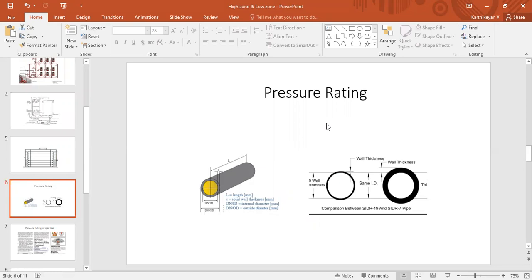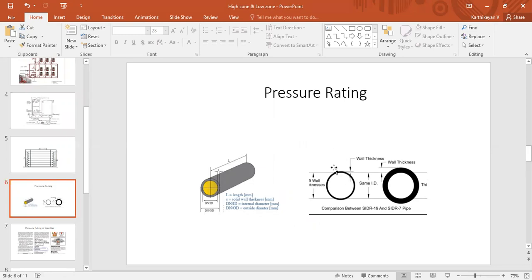So what is schedule actually? Schedule is actually the wall thickness. If it is a schedule 40 pipe, the wall thickness will be 40 mm. If it is a schedule 80 pipe, the wall thickness will be 80 mm. Okay, so this is the difference.